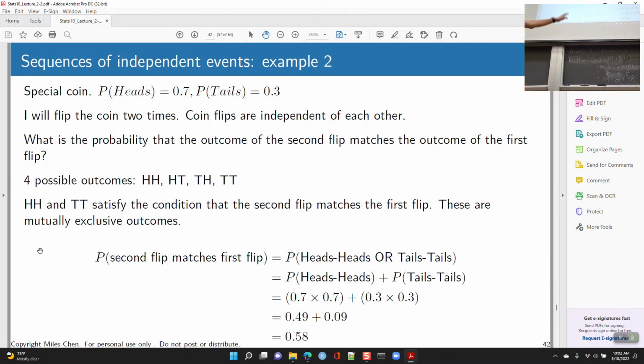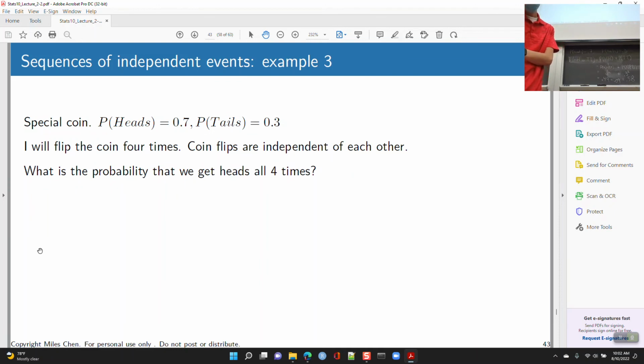So I've got that written out here. Does that kind of make sense? Any questions? Okay, let's try this one. All right, you guys try it. If we flip the coin 4 times, what's the probability we get heads all 4 times? What's the answer there?